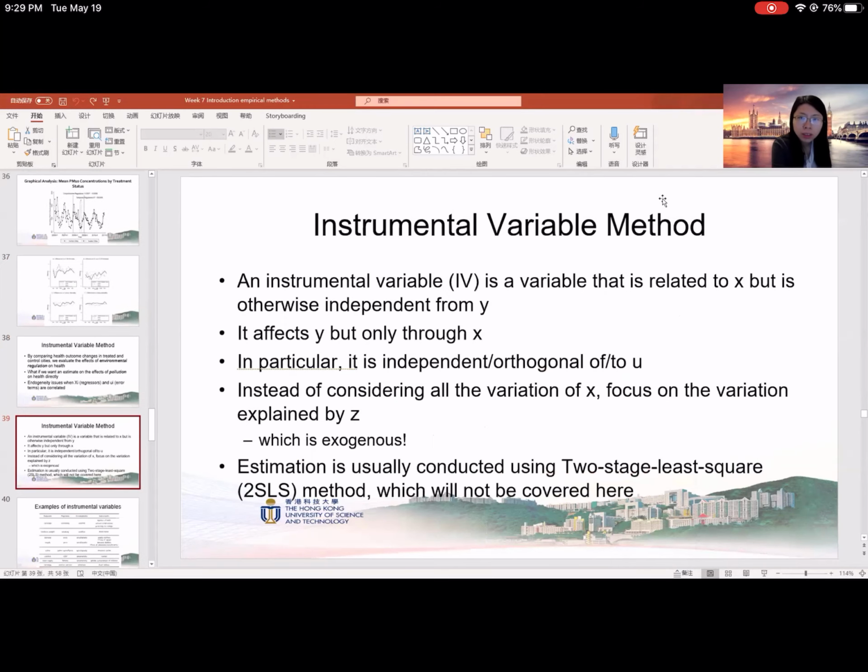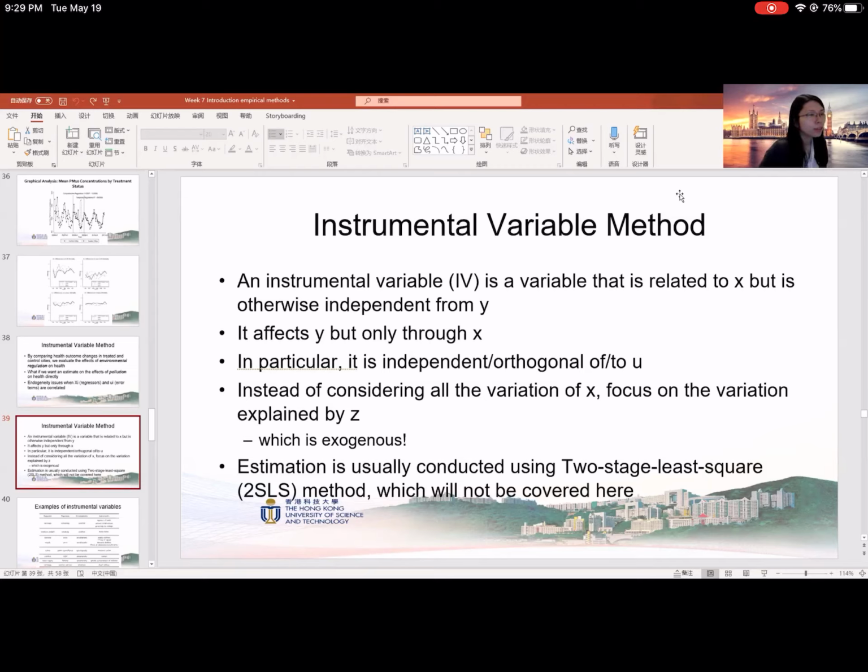So another method, so we talked about differences. Another method for dealing with the endogeneity problem is what we call the instrumental variable method. Sometimes we can find instrumental variables, which are defined as a variable that is related to x, but otherwise independent from y.